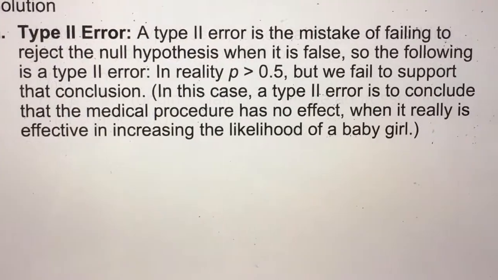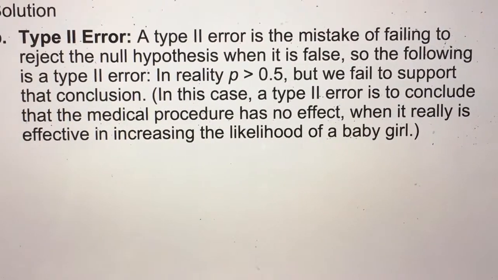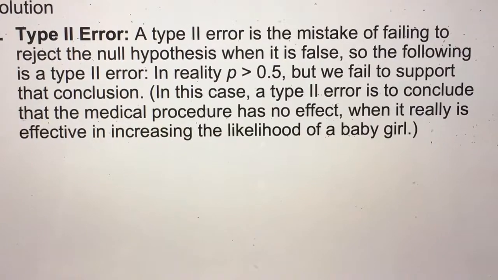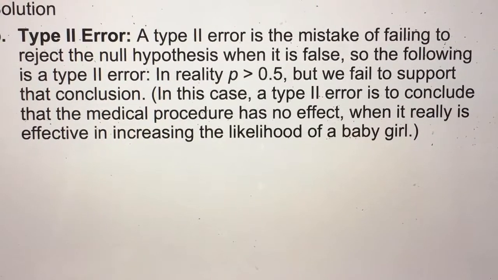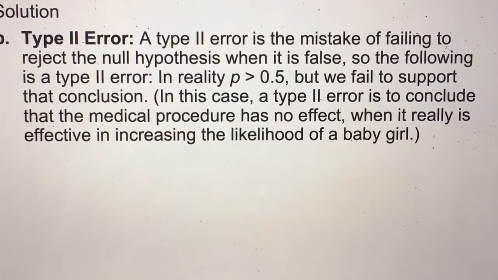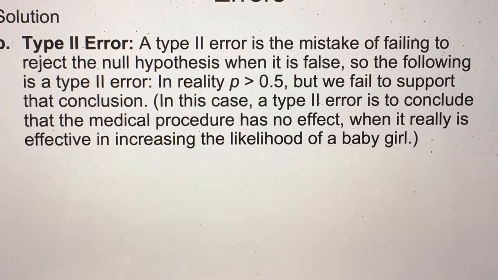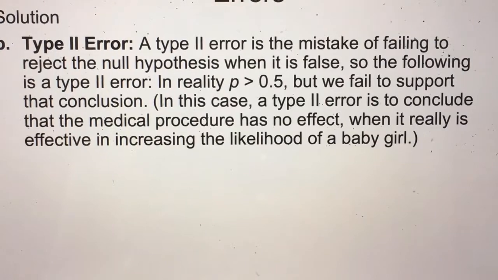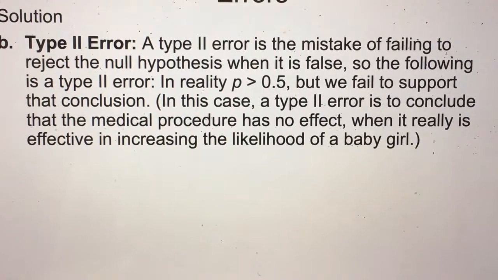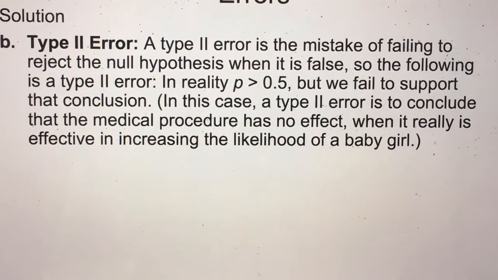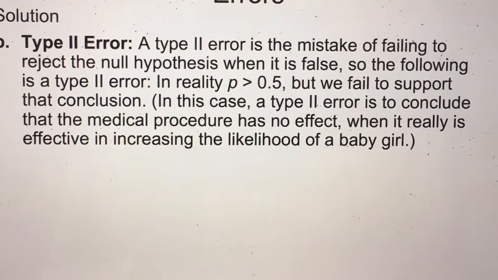A type 2 error in this case is the mistake of failing to reject the null hypothesis when it is false. So the following is a type 2 error. In reality, P is greater than 0.5, but we fail to support that conclusion. In this case, a type 2 error is to conclude that the medical procedure has no effect, when in reality it's effective in increasing the likelihood of a baby girl.